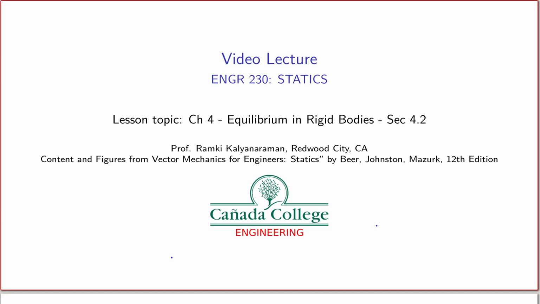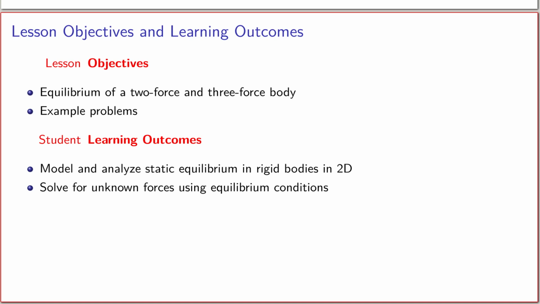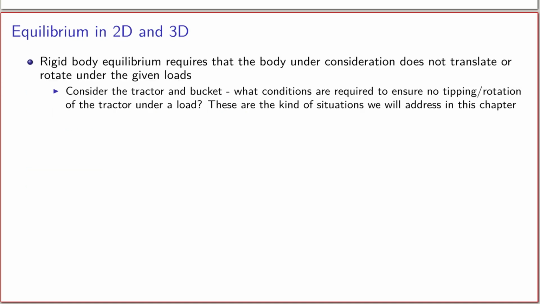Welcome to the next lesson where we continue our analysis of finding equilibrium in two and three-dimensional objects. So today what I would like to do is to introduce to you a shortcut approach to finding the forces and moments when you're solving for equilibrium problems in rigid bodies. So we'll talk about a two-force and a three-force body, and then we'll solve one example problem to show you how to apply these techniques.